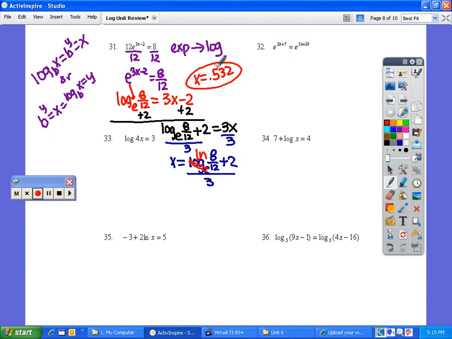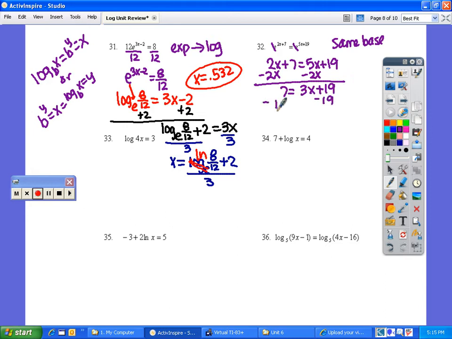Alright, the next one is same base. And the great thing about this problem is that it already has the same base. You don't have to find anything, so you can just cancel out the bases and solve for x. If you see a problem like this, you should be happy because you just have to solve for x without doing anything to the bases. There you go.